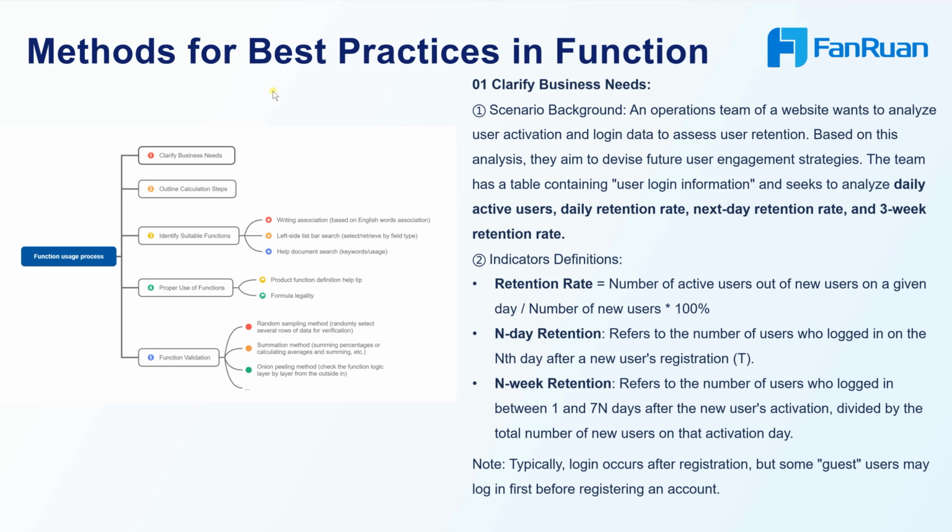Alright, let's summarize the 5-step best practices for using functions. Step 1. Clarify business needs. This is the most important step. Understanding the business context, the background, the data, and defining the indicator clearly is crucial. Different indicators' definitions may lead to different results, even if the name of the metric is the same. The correctness of everything we do later on depends on this.